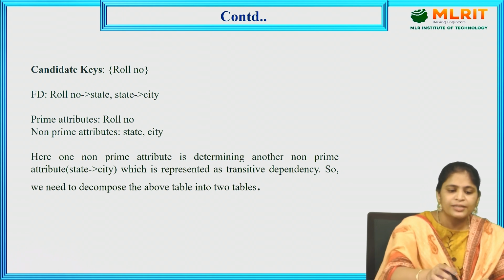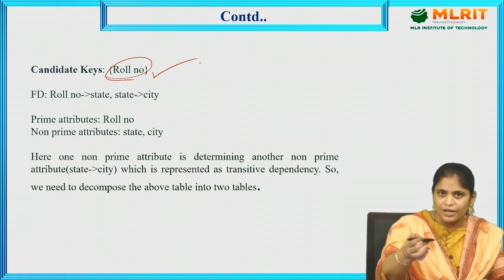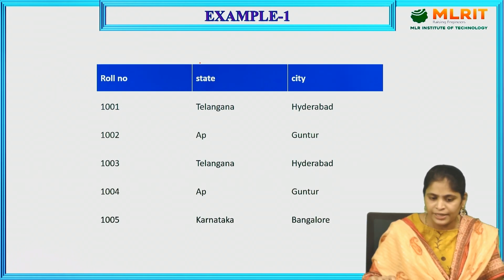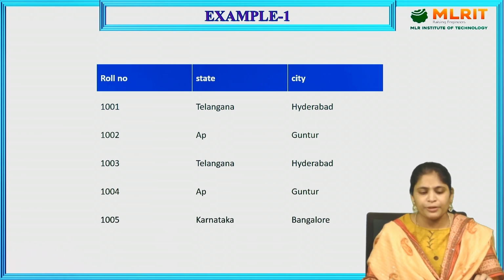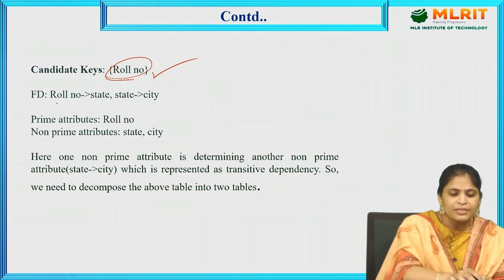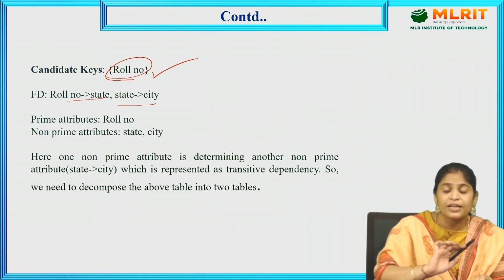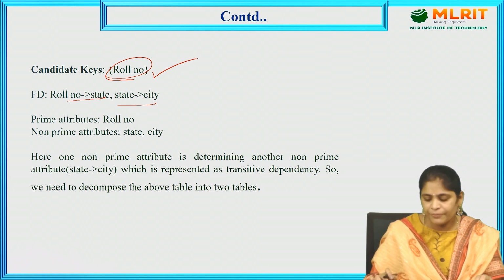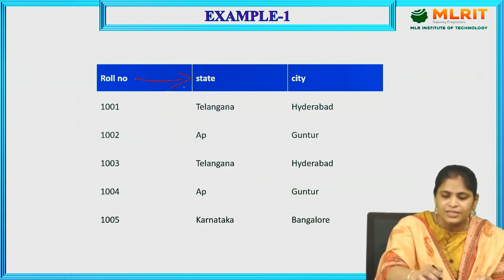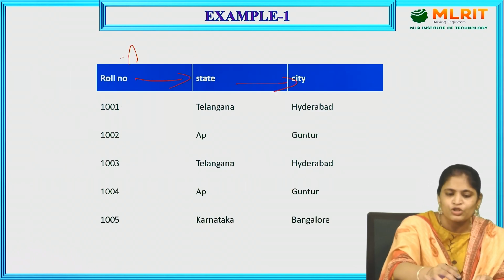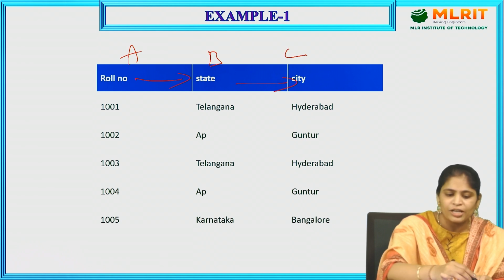The candidate key here will be the roll number, which I have told just now. So what are the functional dependencies here? Roll number derives state, state derives city. These are the functional dependencies given. Here I have shortly represented them as A, B, C: A derives B and B derives C.